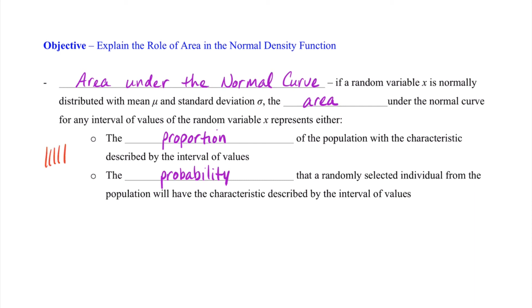Now this is a big deal to us. Again, to de-statify this thing, what we're saying is the area under the normal curve represents either the proportion or the probability of whatever is under discussion. But we'll jump into our example to explain this further.